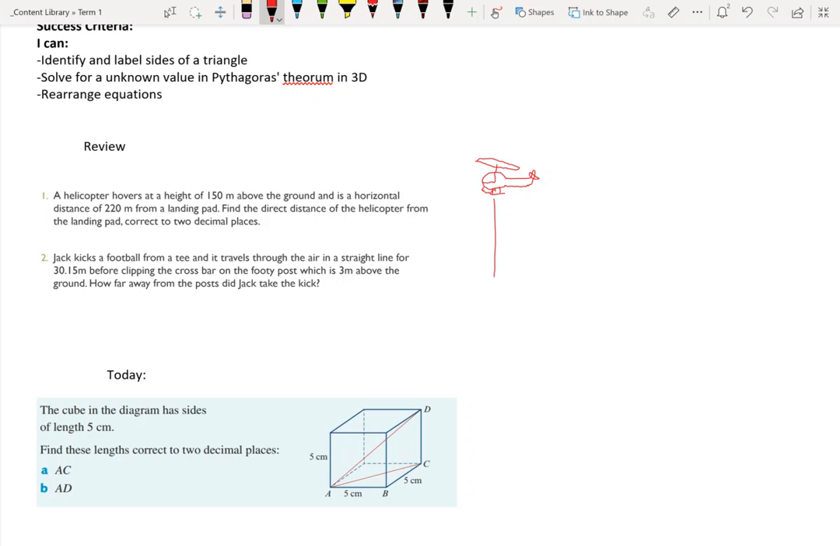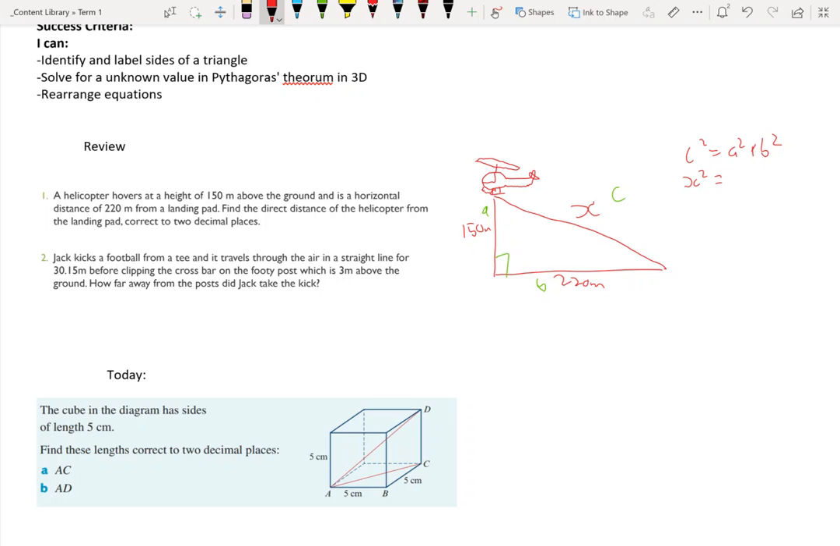And we know that the helicopter is 150 meters above ground, and it's 220 meters horizontally from the landing pad, and it's asking us to find that distance there, x. So label my triangle, use a different color. X will be my hypotenuse, my C value, and then the 2 shorter sides are A and B. And we also know it's going to be a right-angled triangle because the height is measured directly up from the ground. Okay, so that gives us C squared equals A squared plus B squared.